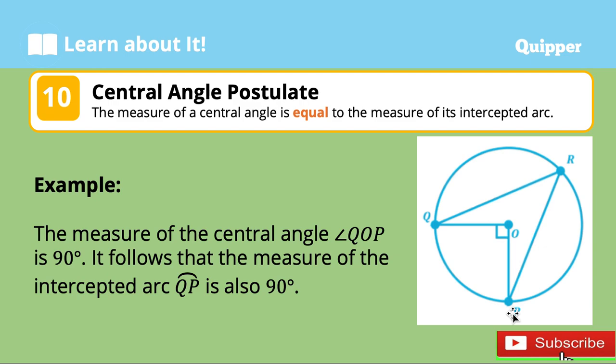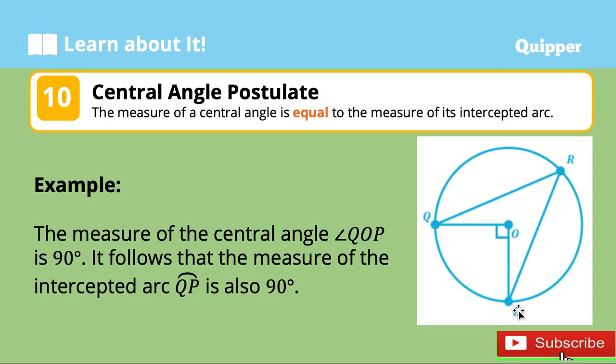Number 10, central angle postulate. The measure of a central angle is equal to the measure of its intercepted arc. So since this is a central angle, QOP, the intercepted arc is arc QP. This is the intercepted arc. So whatever the measurement of this central angle here is also the measurement of its intercepted arc.